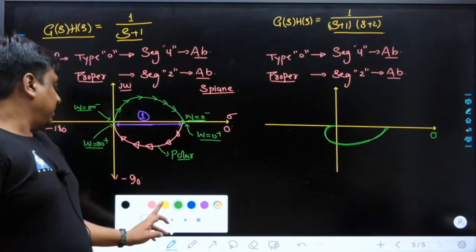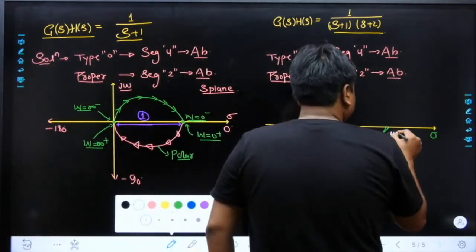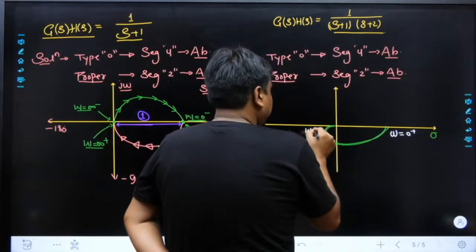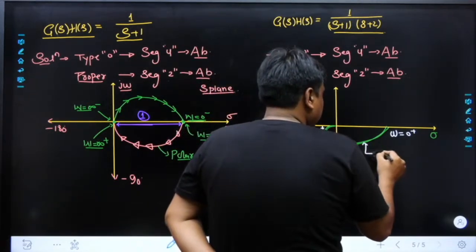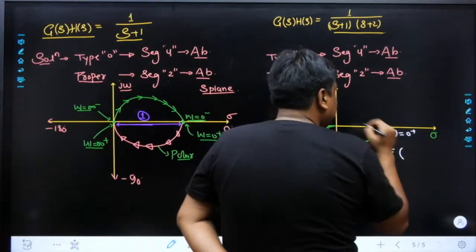So again the same thing takes place. The starting point had been omega equals 0 plus, and it had been omega equals infinity plus. This has been the first segment of the Nyquist plot, which is also called the polar plot.